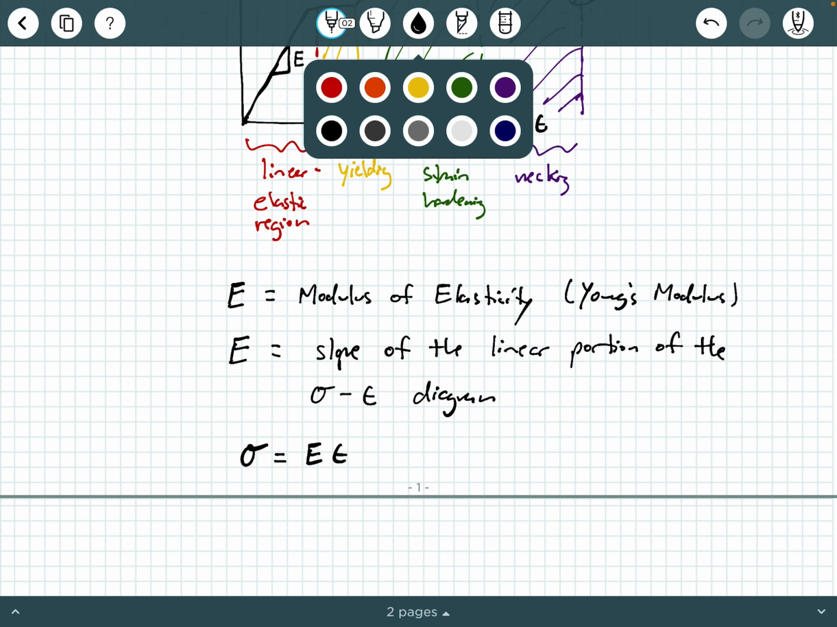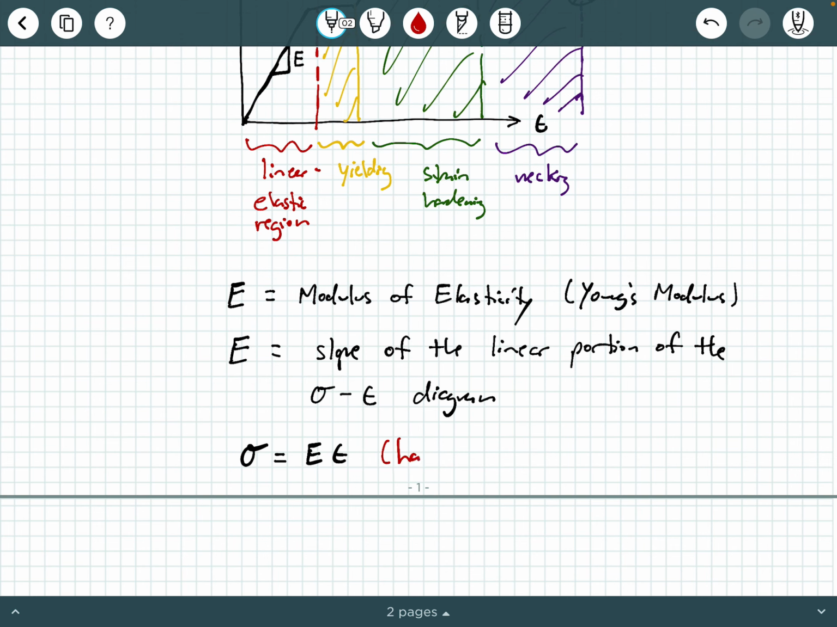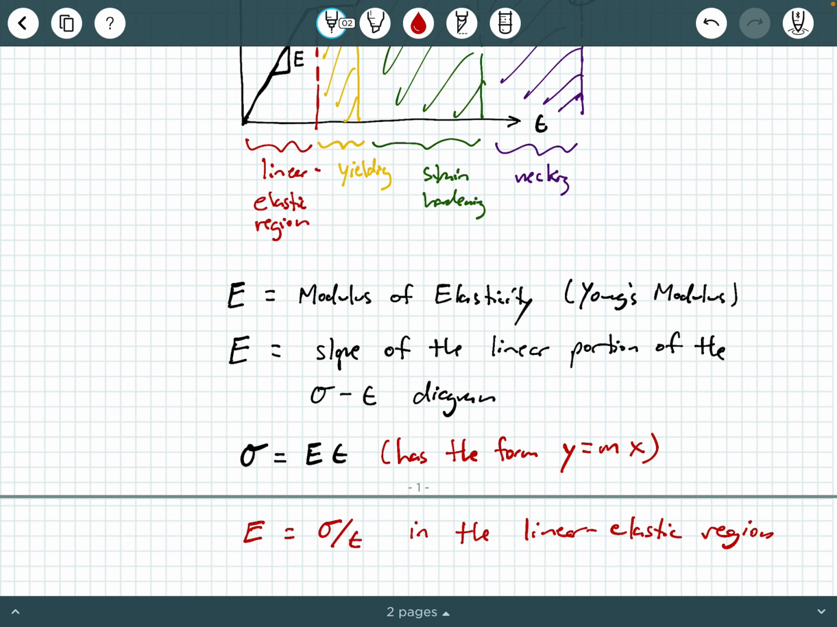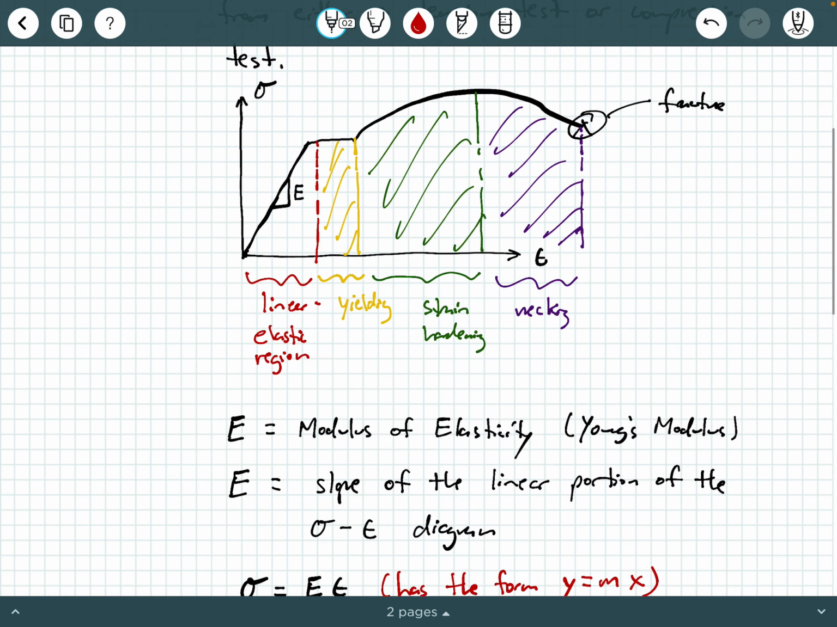Notice again, this has the form y equals mx, okay? So that's a linear equation that has a y-intercept of 0, okay? And again, if you think of rearranging this, we can see obviously E is equal to sigma over epsilon in the linear elastic region.